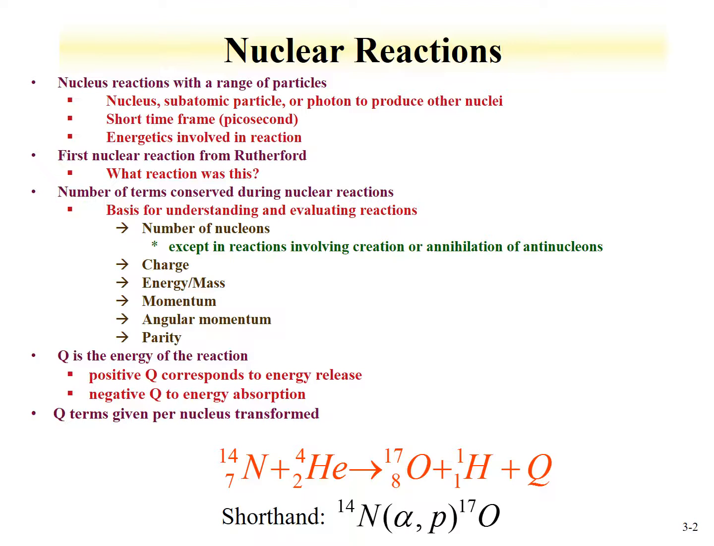Now there are a number of terms that are conserved during nuclear reactions that can be used to evaluate the behavior. These terms are listed here. They include number of nucleons, except if you have annihilation reactions, charge, mass, momentum, angular momentum, parity, etc. And just as we discussed before, we can evaluate the energy of the reaction, a Q value for a reaction. Positive Q values correspond to energy release, and negative ones correspond to energy absorption. Q values are given in terms per nucleus transformed, so we're evaluating the energy at a single atom level.